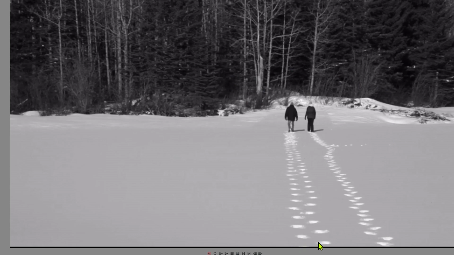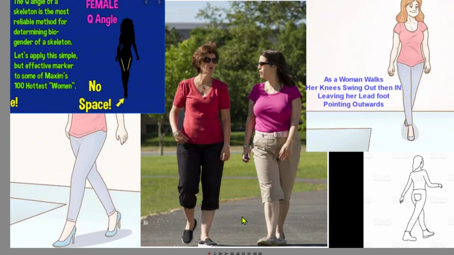As I just said, a man walks parallel, look. His feet are parallel, and he leaves a space between his feet. But a woman's cross over like she's walking on a tightrope. Her legs and knees swing in and out on every step. It's nature. That's what it looks like in real life.